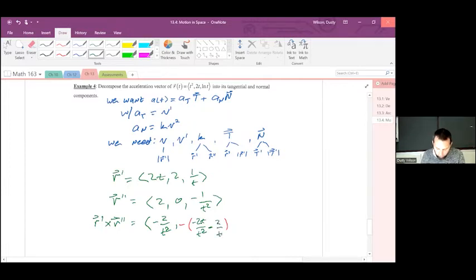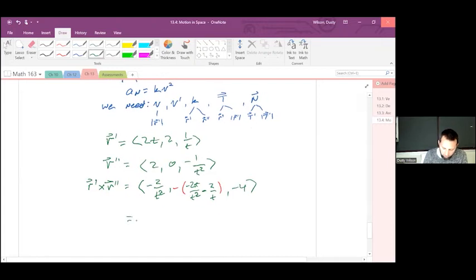To get my signs right, let me just check again. Negative and minus, okay, I think I got my signs right. Comma, and then minus 4. We could simplify that. This looks like negative 2 over t squared, comma, plus, this is going to be, t cancels, minus 2 over t, minus 2 over t, minus 4 over t, so plus 4 over t, comma, negative 4. All right.